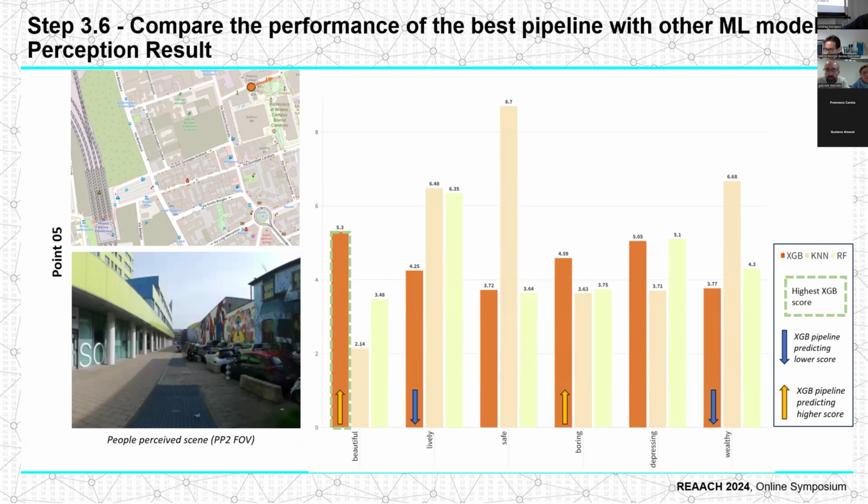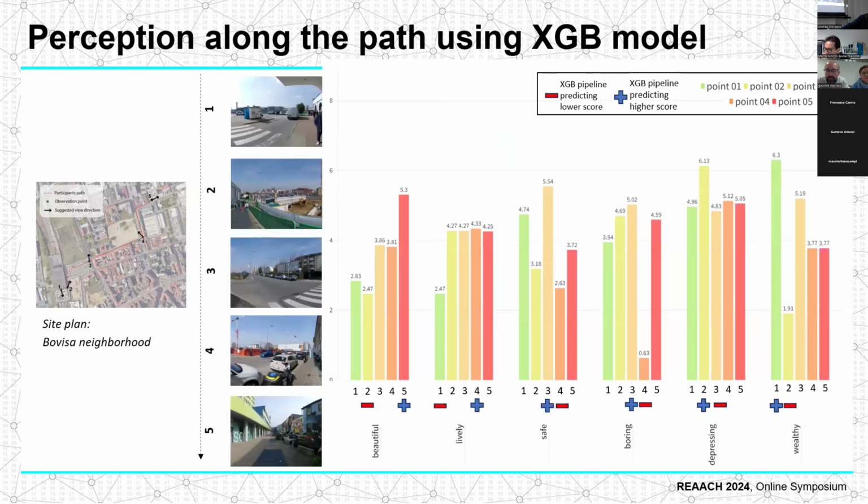Then we wanted to assess how the different points perform in terms of perception variables along the path. As you can see, the first point next to the train station is the lowest in terms of livability, while the last one, which is characterized by, for instance, this long wall all painted and covered with graffiti, is perceived as the most beautiful point of the path.